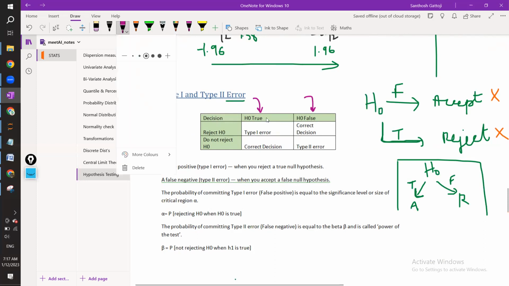What is the happy case? The null hypothesis is true and our decision is not to reject, that means accept. Not rejecting means accept, right? So the null hypothesis is true and we are not rejecting, so it is a correct decision. Agree? And the null hypothesis is false, and if it is false, we should reject, and we are rejecting. So this is also a correct decision. Agree?